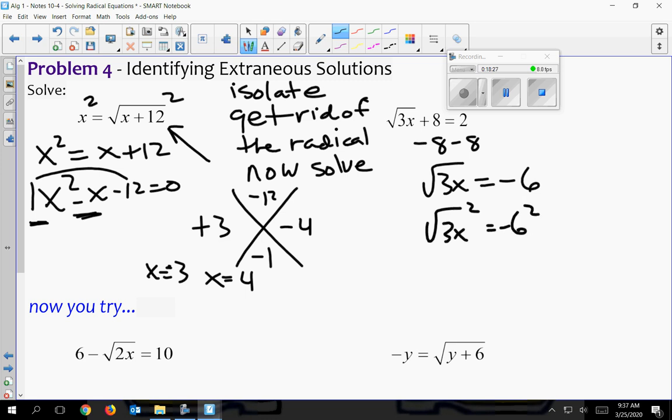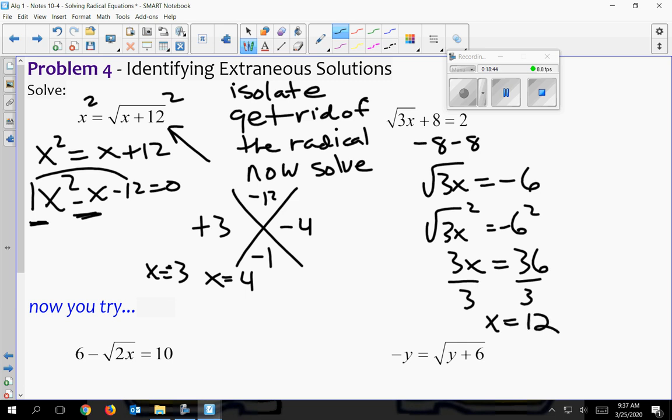Okay, so that gets me this. Remember, when you square a negative number, it ends up being positive. So I get positive 36. I'm going to divide both sides by 3 now, and I get x is equal to 12.